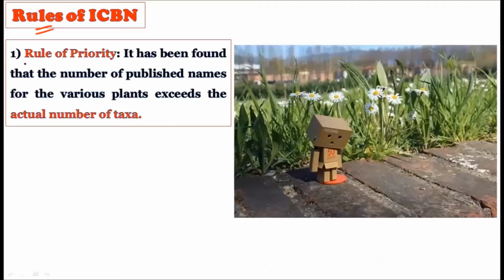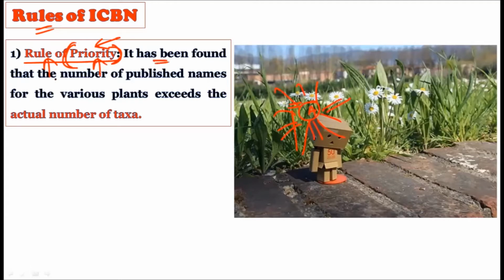Under the rules of the ICBN, the first rule we have is the rule of priority. As the heading suggests, it is about priority. We use this term often: to which thing we have to give priority and to which we don't. The same meaning applies here. The rule of priority applies during botanical nomenclature. If there is one plant and this one plant has many names, which name should have the first priority? Regarding that, we have the rule of priority under the ICBN.